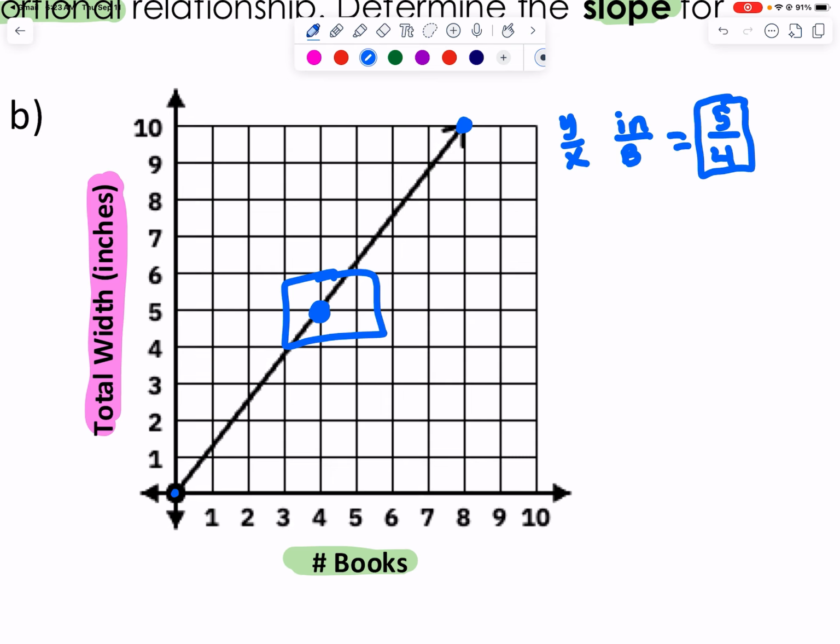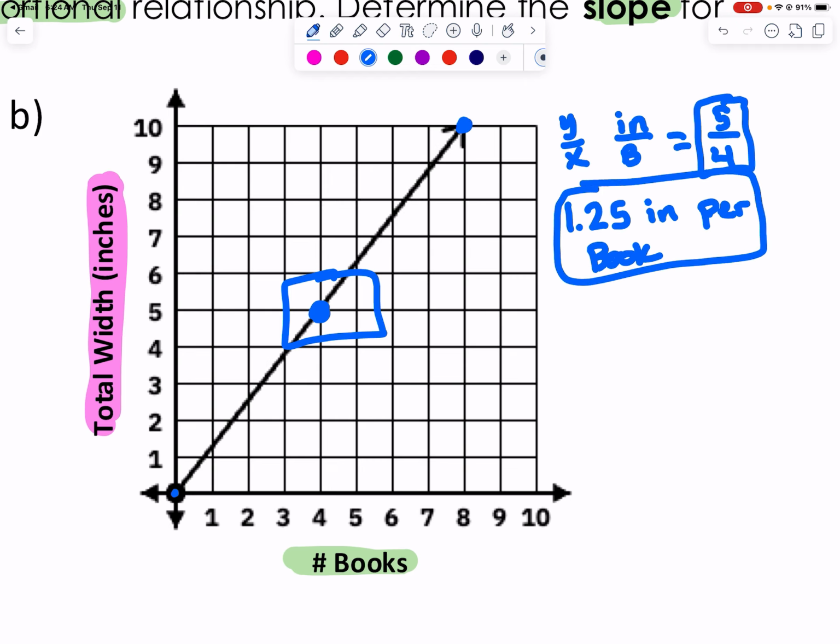So if I take 5 and divide it by 4 on my calculator, I'm going to get 1.25. And that represents the inches per book. In other words, each book had a width of 1.25 inches.